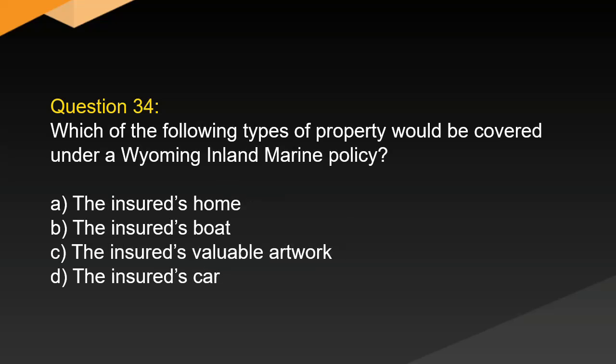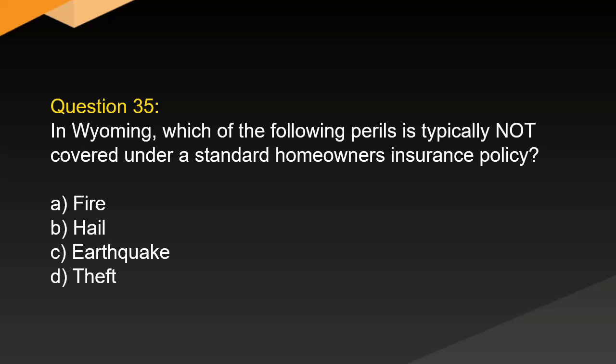Question 34. Which of the following types of property would be covered under a Wyoming inland marine policy? A. The insured's home. B. The insured's boat. C. The insured's valuable artwork. D. The insured's car.